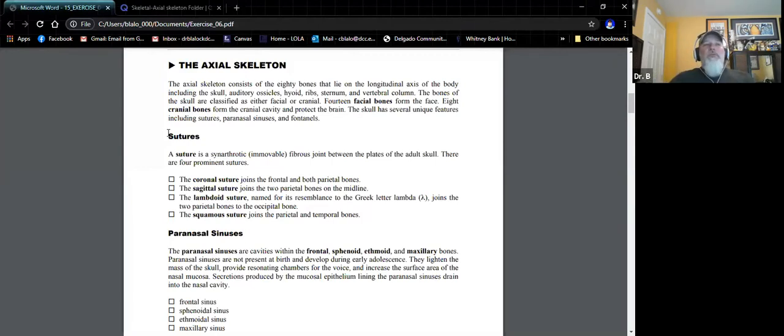The lambdoid suture. The lambdoid suture is going to be found in the posterior/inferior part of the skull. It is shaped like an upside down V, okay, which is very similar to the Greek letter lambda.